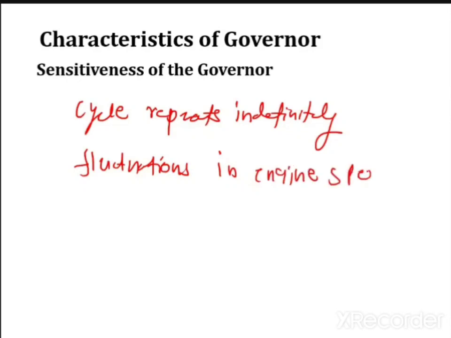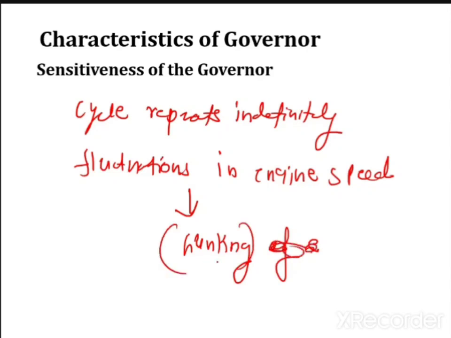It will cause the fluctuation in engine speed, and this is called hunting of the engine. Okay, so I hope you have understood. Is it clear? So it is very, very important to understand the characteristic sensitiveness of a governor.